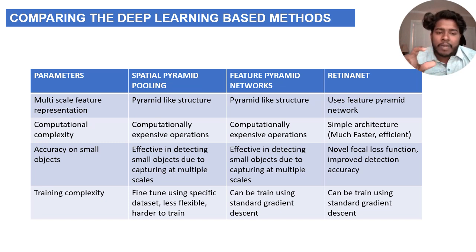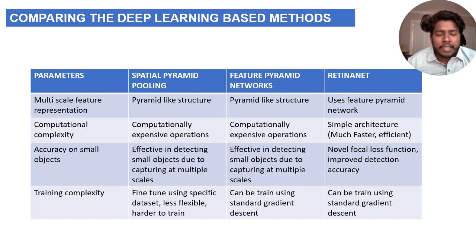But in computational complexity, RetinaNet has a simple architecture, which is much faster and more efficient. But SPP, the spatial pyramid pooling, and FPN both have computationally very expensive operations. On accuracy on small object detection, RetinaNet has a focal loss function, which is a novel architecture. So basically, it improves the accuracy in detection of small objects. Also, the other two methods, SPPNet and FPN, are also effective in detecting small objects due to capturing at multiple scales.